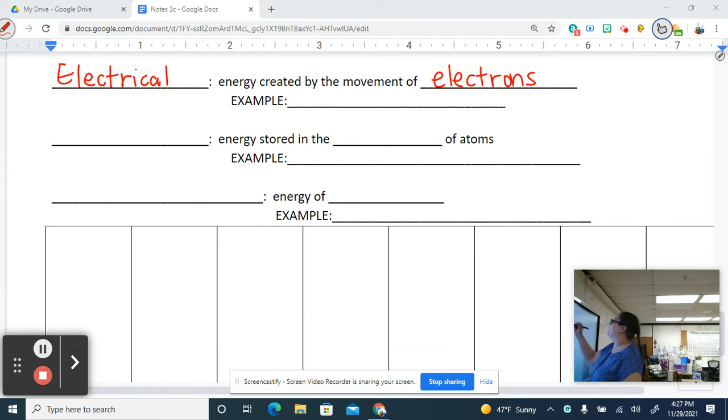So an example of electrical energy is anything that uses electricity. So charging up your cell phone would be a use of electrical energy.